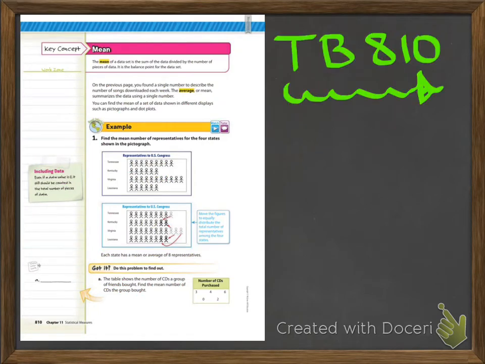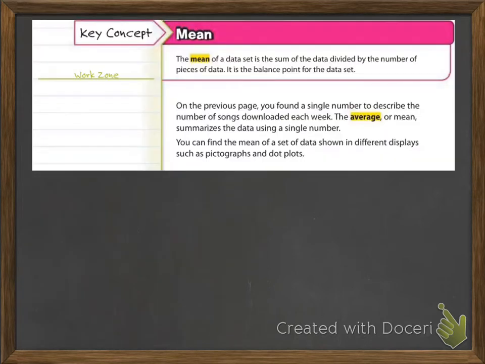So now we're looking at textbook page 810, where you see the key concept and the word mean, and some little stick people drawn. Under the key concept, it says the mean of a data set is the sum of the data divided by the number of pieces of data. It is the balance point for the data set. When they say balance point, they mean like in science class, where you want it to balance. So this is the average. This is where they balance out.